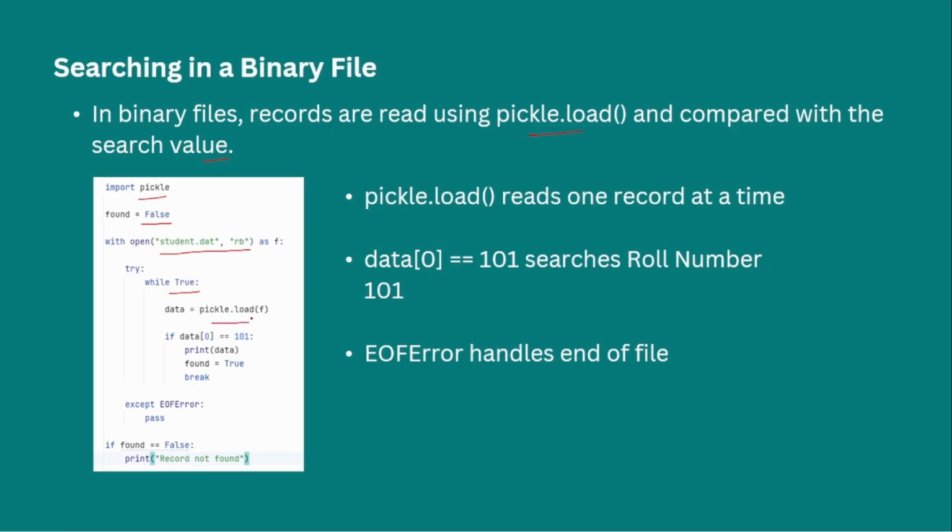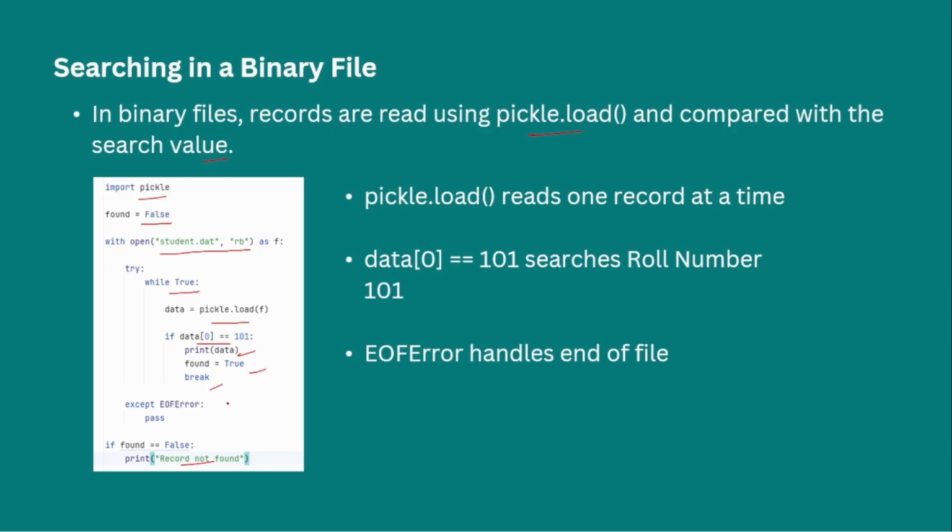We are saying data equals pickle.load(f). Then we say if data[0] == 101. So here we are searching. If the data at the 0th index matches 101, then we print the data, the found value becomes true, and we break out of the loop. Or else we keep loading the next value, and then we search whether the value at the 0th location is 101 or not. Finally, when we break out of the loop, since found has become true, the record not found message will not be printed. Fine.